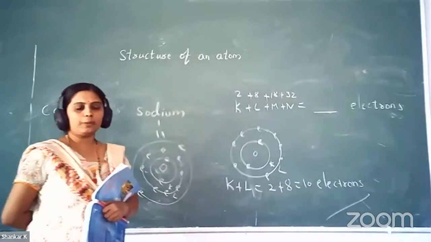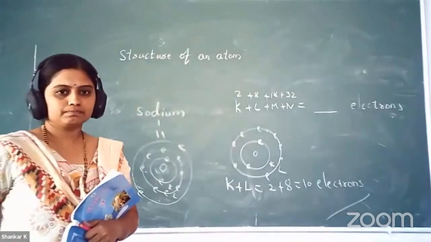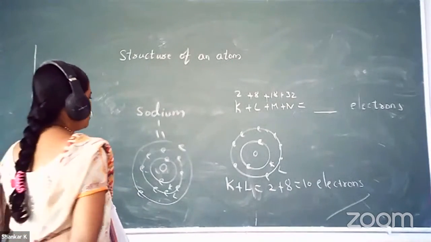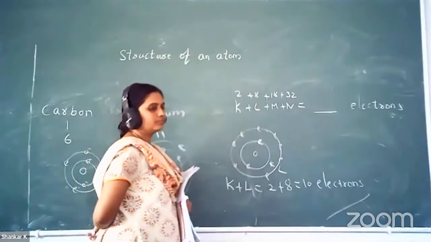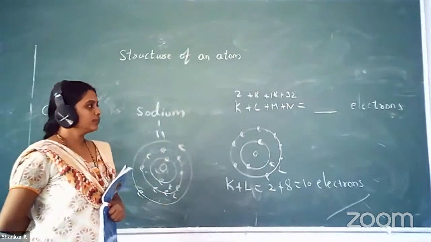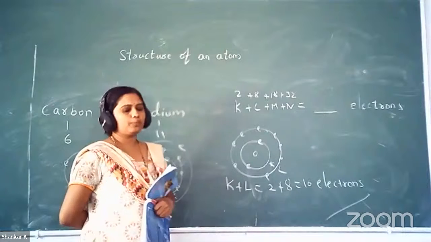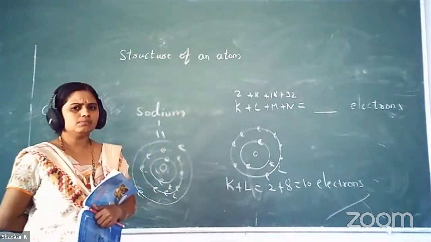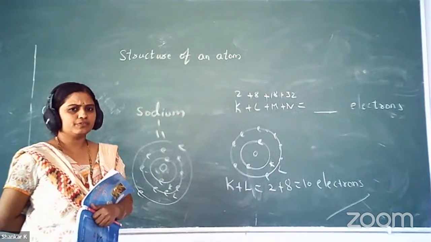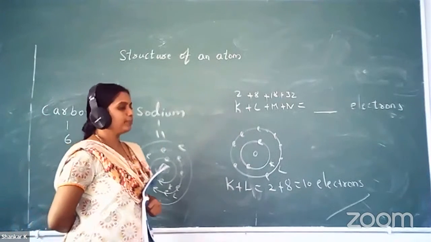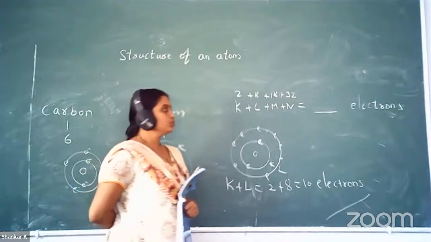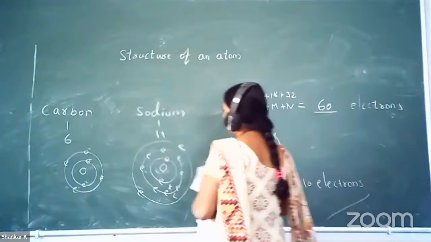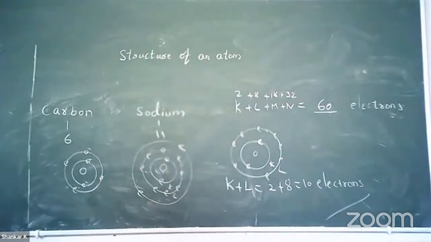32 plus 18, how much? 50. 50 plus 8, 50 plus 2, 60. Total 60 electrons.